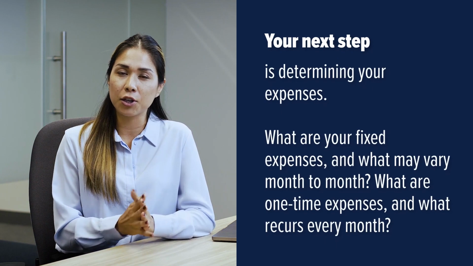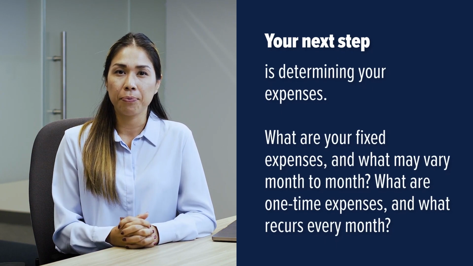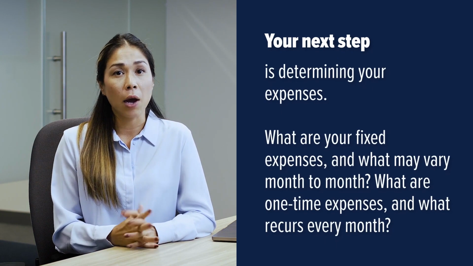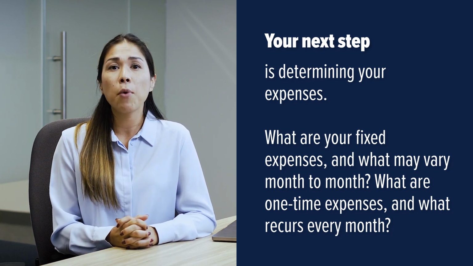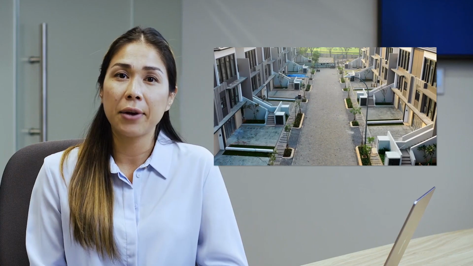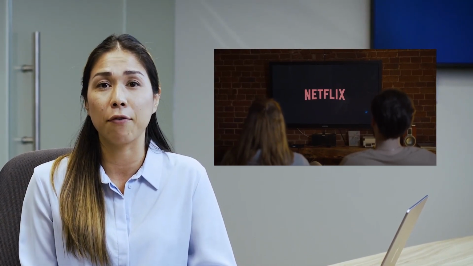Your next step is determining your expenses. What are your fixed expenses and what may vary month to month? What are your one-time expenses and what recurs every month? Your fixed expenses will likely include housing and utilities like internet and phone services. Perhaps you have a gym membership or a streaming service subscription that costs the same amount every month. Variable expenses might include necessities like groceries, clothing, and leisure activities.